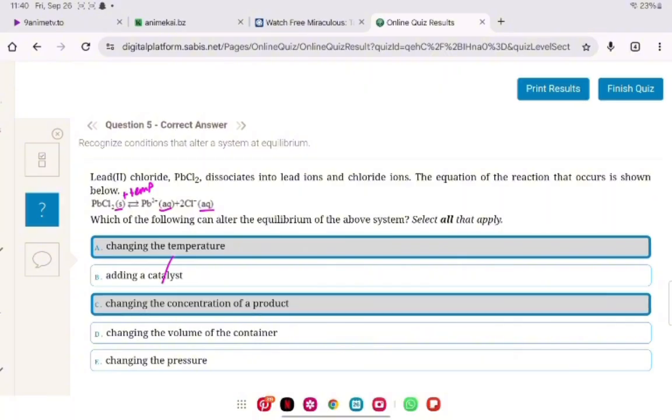Changing the concentration of a product, obviously it's going to alter the equilibrium, because if you add more Cl minus, it's going to want to move backward. If you added more PbCl2, it's going to want to move forward. So it does affect the equilibrium. Changing the volume of a container: volume and pressure, remember, they're like the same, they don't affect unless it's gas. And here it says solid, aqueous, aqueous, there's no gas, so it doesn't affect equilibrium.